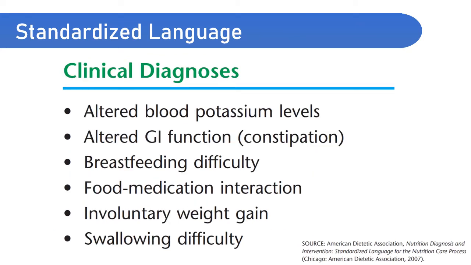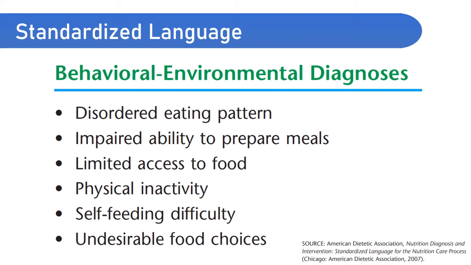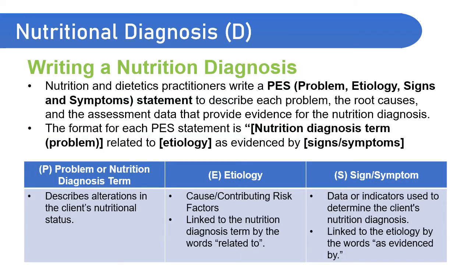For the clinical diagnosis, examples of the standardized language include altered blood potassium level, altered GI function or constipation, breastfeeding difficulty, food and medication interaction, involuntary weight gain, and swallowing difficulties. And for behavioral and environmental diagnosis, it may include disordered eating pattern, impaired ability to prepare meals, limited access to food, physical inactivity, self-feeding difficulty, and undesirable food choices.